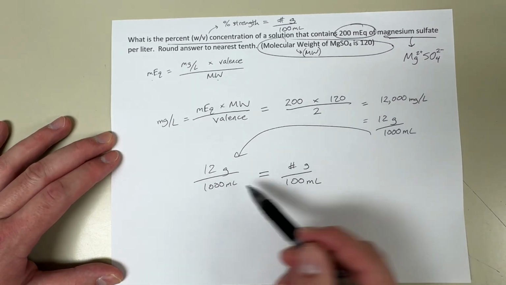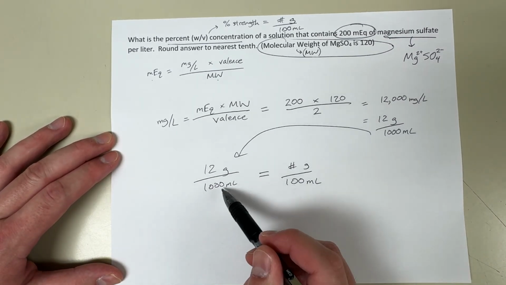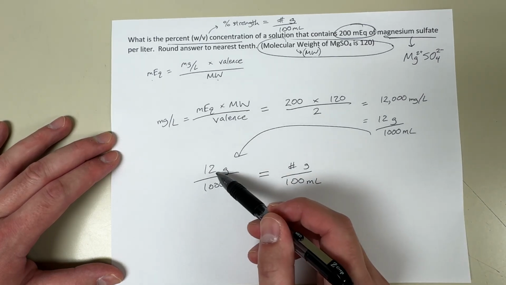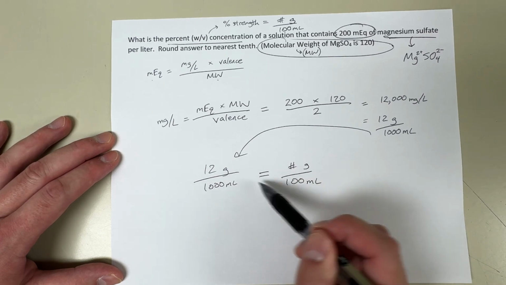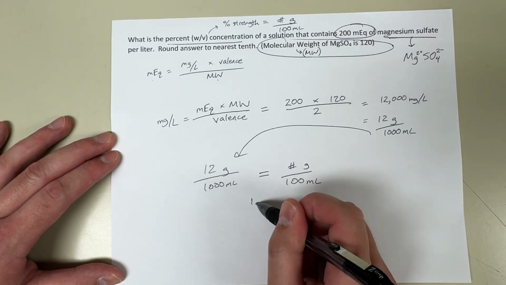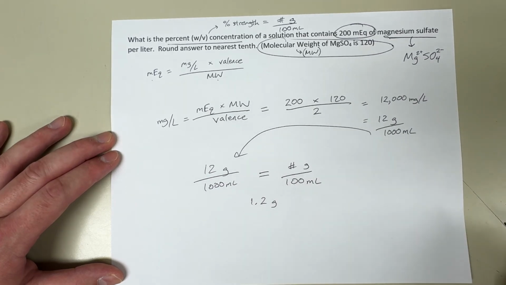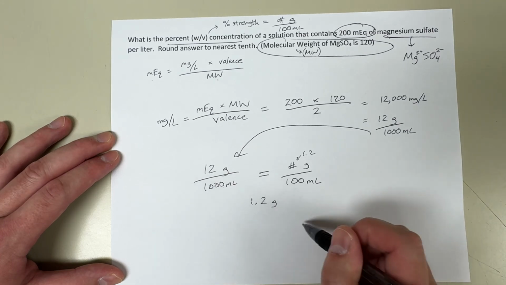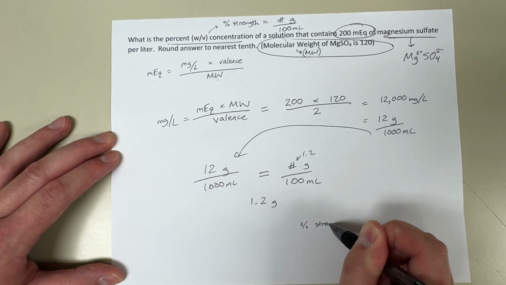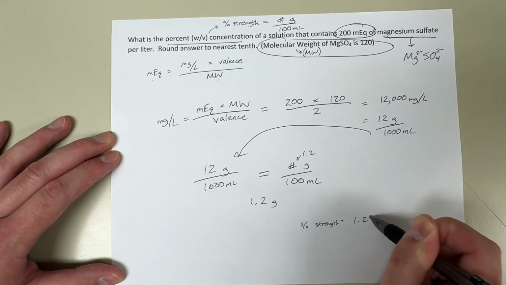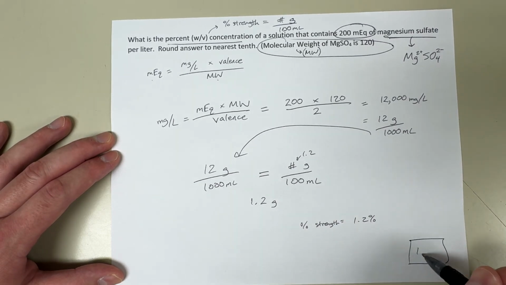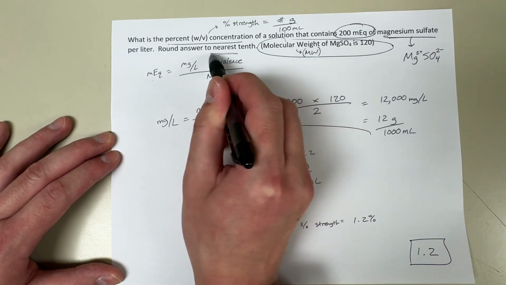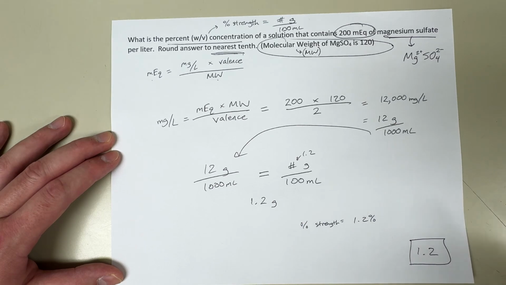So what I normally do is I just see what the conversion factor is. 1,000 divided by 10 equals 100 milliliters. Same thing with this. So 12 divided by the same factor, which is 10, that equals 1.2 grams, which is actually my answer. So the percent strength is 1.2. And that's how I have my answer. And I don't need to do any special rounding because it's already in the tenths, so I don't need to round it to the nearest tenth.